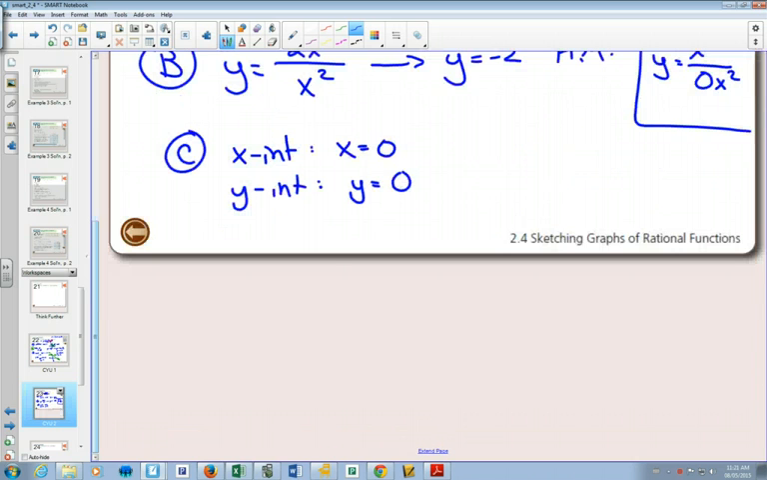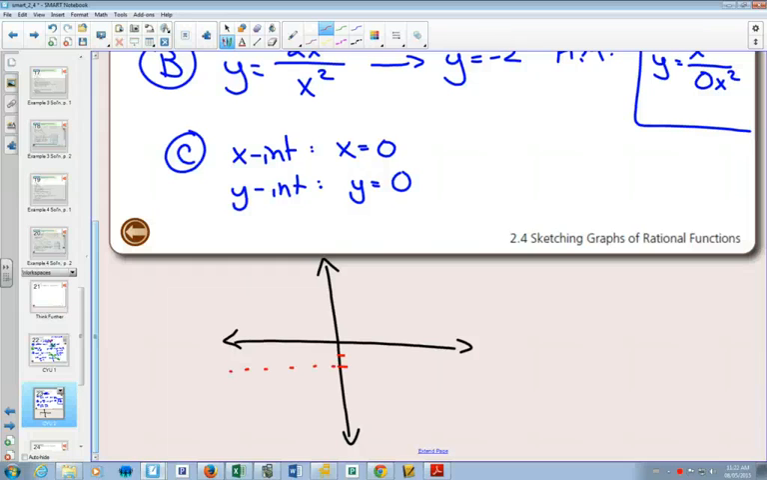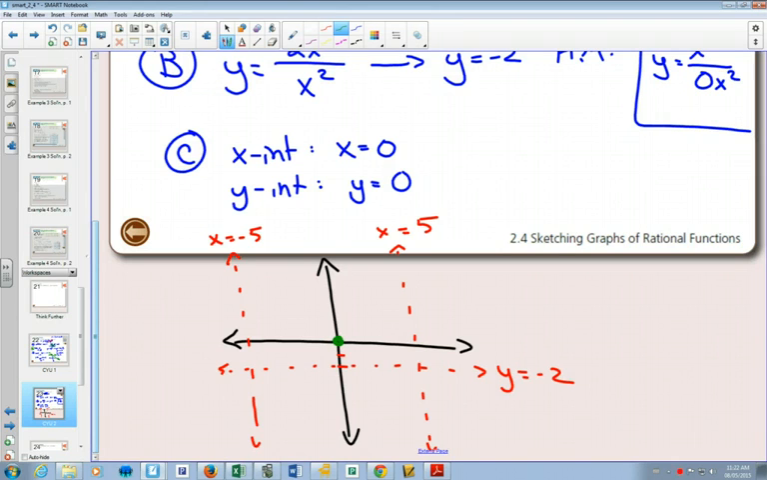And here we're going to have a look at it. So set up our axes. One asymptote at y equals negative 2. We have two vertical asymptotes at x equals negative 5 and x equals 5. And what we know so far is that it went through 0, 0.